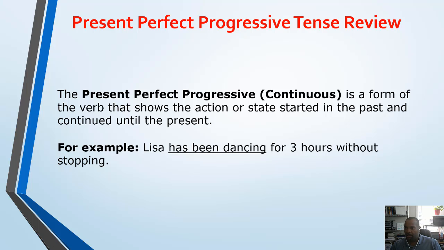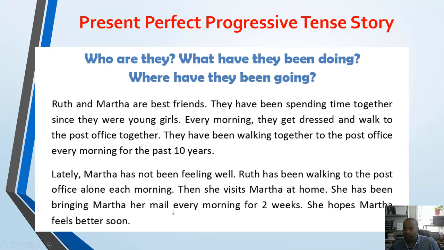Alright, so let's look at the story. Our present perfect progressive tense story. We have to ask ourselves, who are they? What have they been doing? Where have they been going?